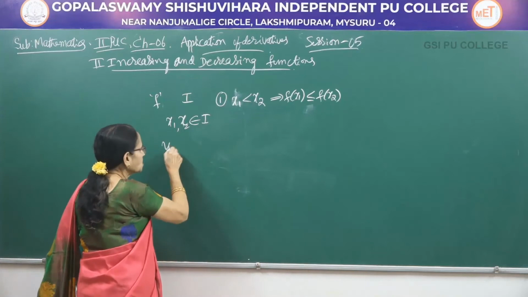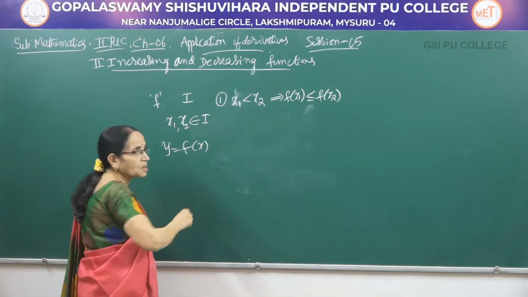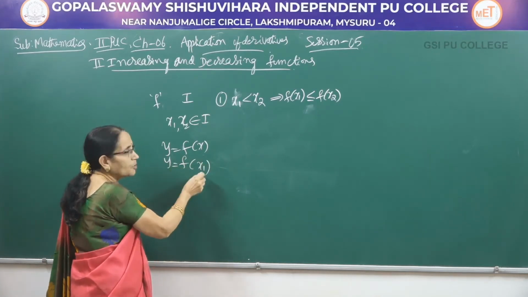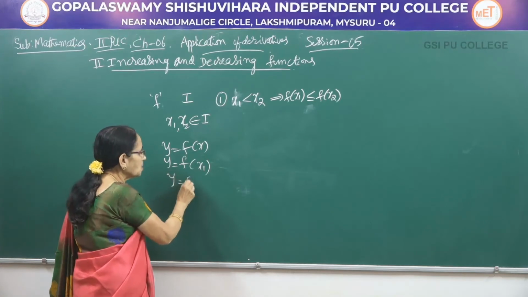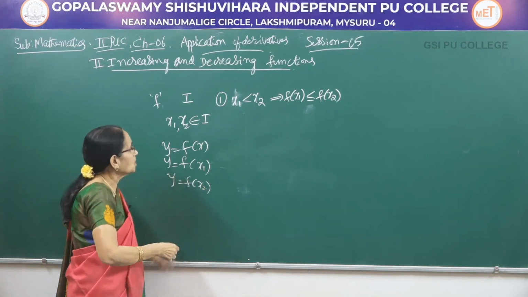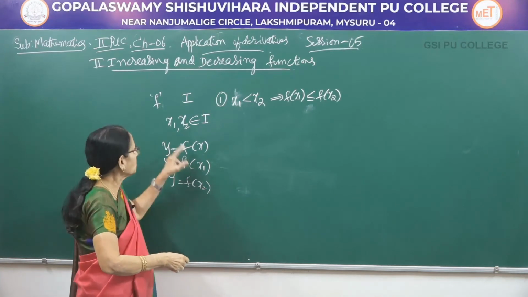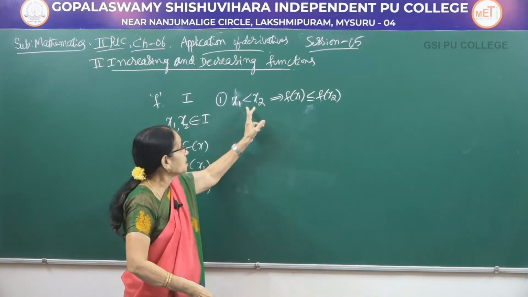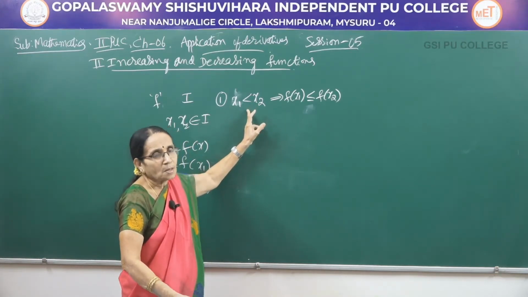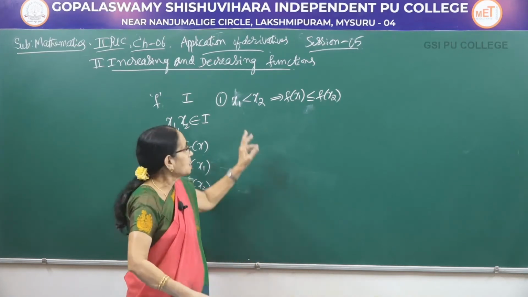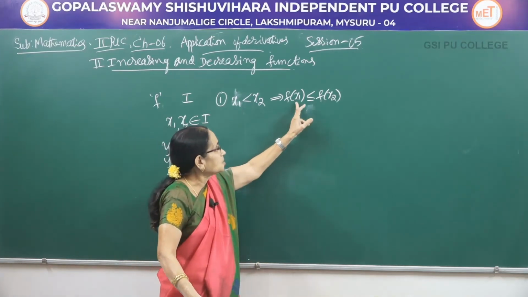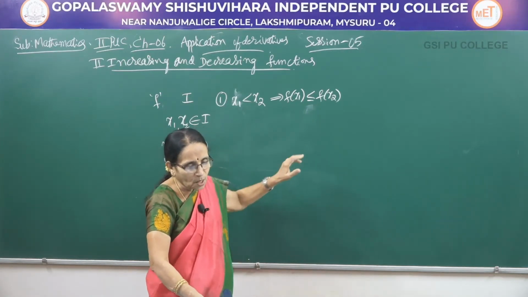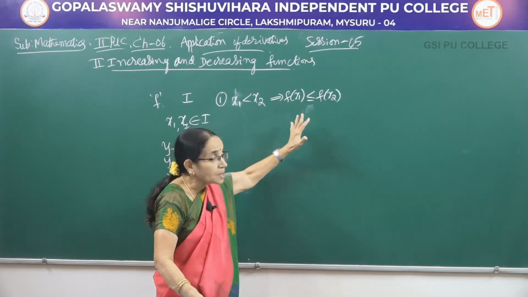See, we write the function as y is equal to f(x), correct? Now, when you give the value x1 here, y would be f of x1, and y would be f of x2. So, x values are x1 and x2, y values are f of x1 and f of x2, that is x1 less than x2. Here I always use the strict inequality, that is x would be continuously increasing. x1 less than x2 implies f of x1 is less than or equal to f of x2. So, we call it an increasing function.